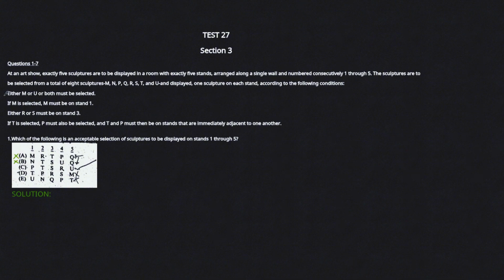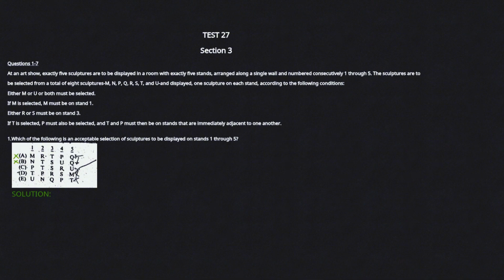The first one checks out. We have U. The second one we don't need because M is not selected. Either R or S must be on stand 3, which is yes, S is on stand 3. If T is selected, P must also be selected, and T and P must then be on stands that are immediately adjacent to each other, which is yes. So this one checks out all the conditions, but just in case, we'll hold it and move on to the next one, D.